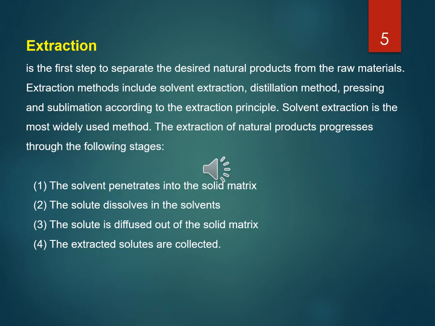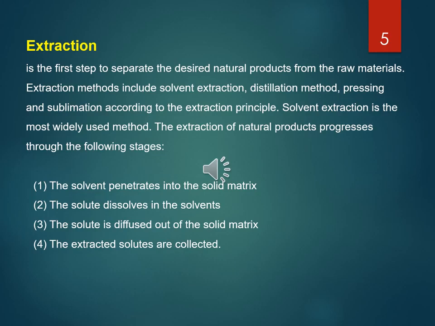Let's see what is extraction. Extraction is a process in which different phytoconstituents or organic compounds are extracted by using different organic solvents, and those organic solvents are methanol, butanol, ethanol, ethyl acetate, chloroform and n-hexane. So, extraction is the first step to separate the desired natural products from the raw materials. Extraction methods include solvent extraction, distillation method, pressing and sublimation according to the extraction principle.